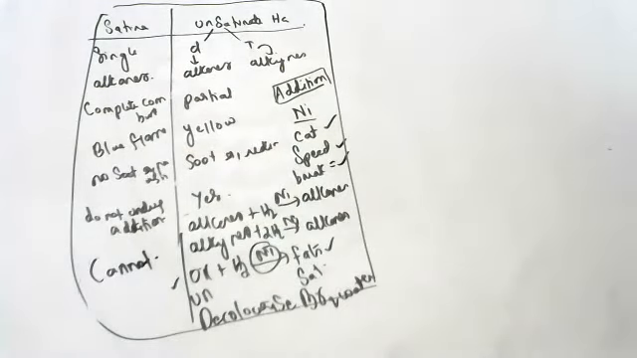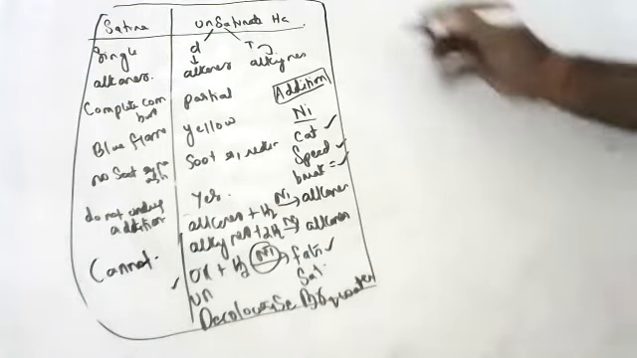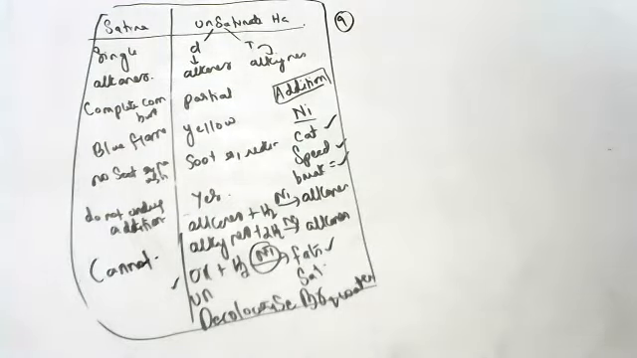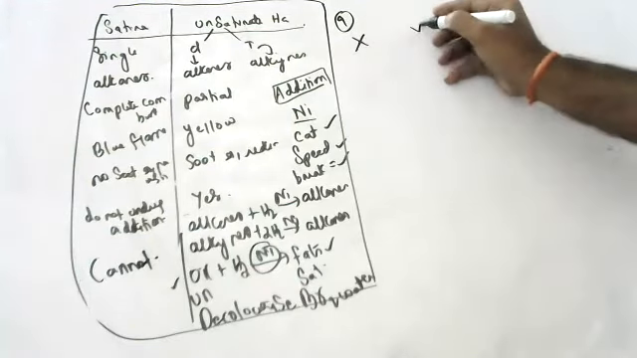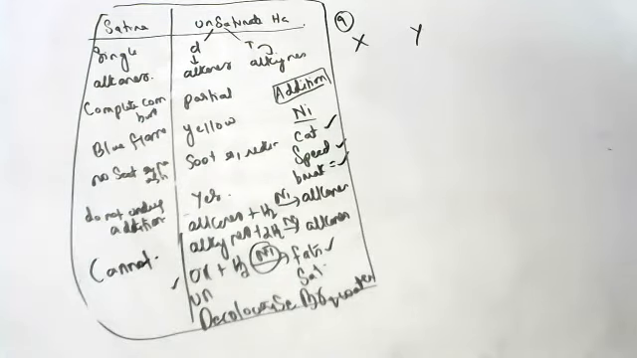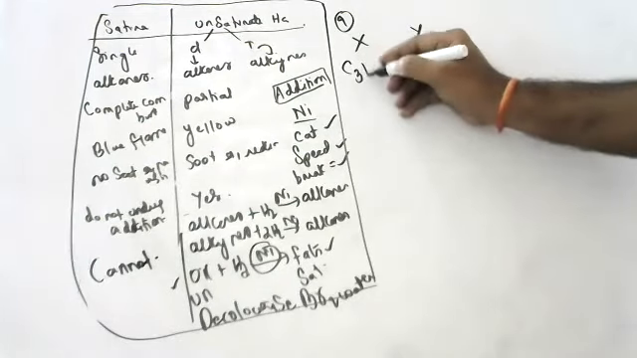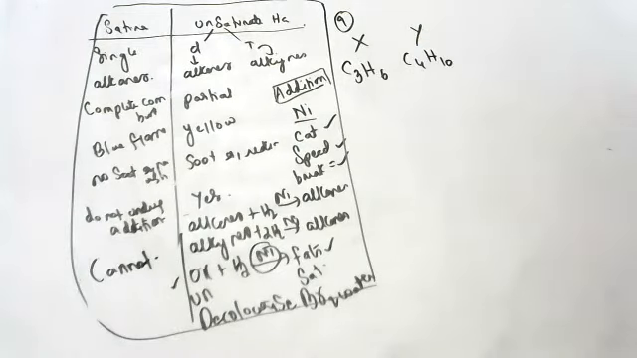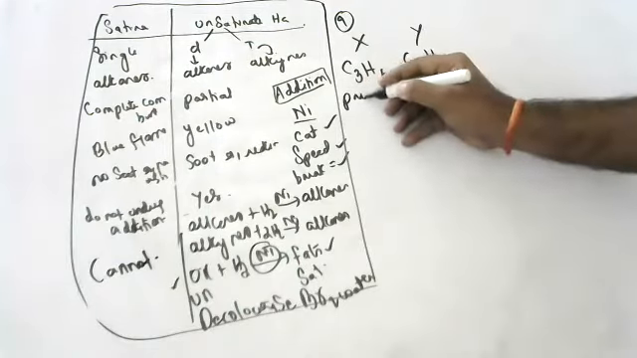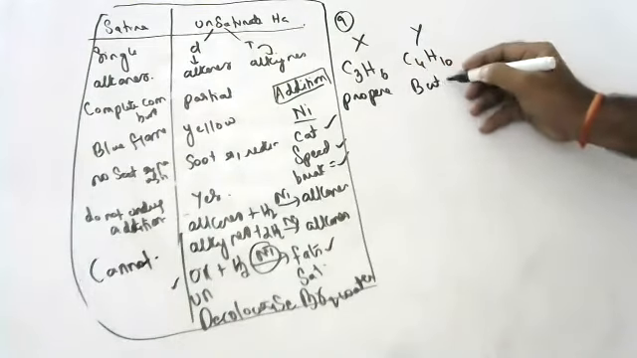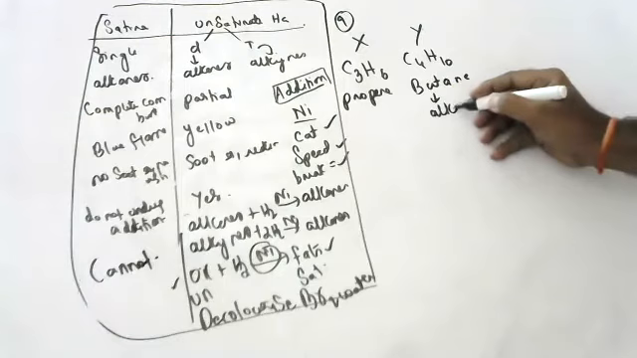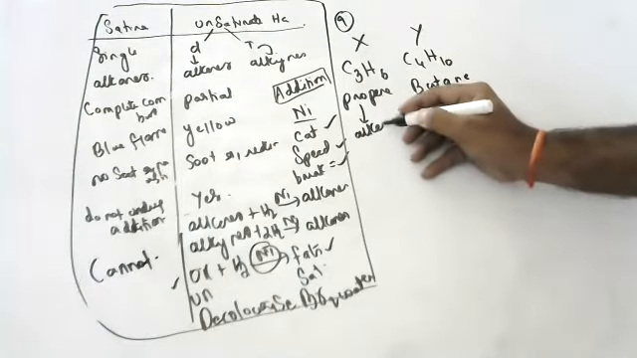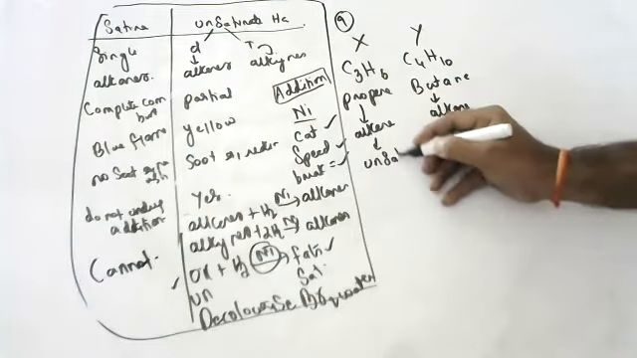Next question. Two carbon compounds, children. Please listen. They have molecular formulas C3H6 and C4H10 respectively. Which one of them will show addition reaction? C3H6, sir, because it is propene. This is propene. This is butane. This is an alkane, this is an alkene. Alkenes are unsaturated.